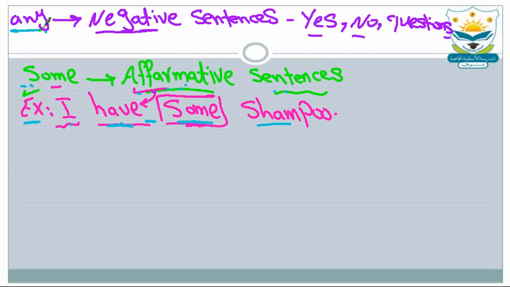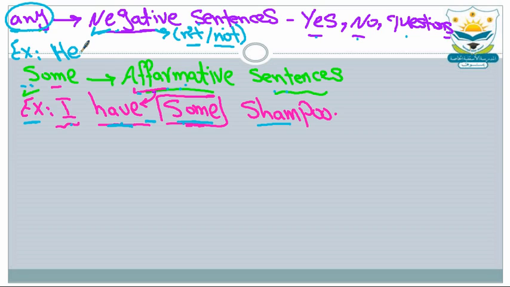But any we use it in negative sentences or yes or no questions. Negative sentences are sentences that have an apostrophe t or not. And also we use any in yes or no questions, questions whose answer is yes or no. Let's see together, for example, he.